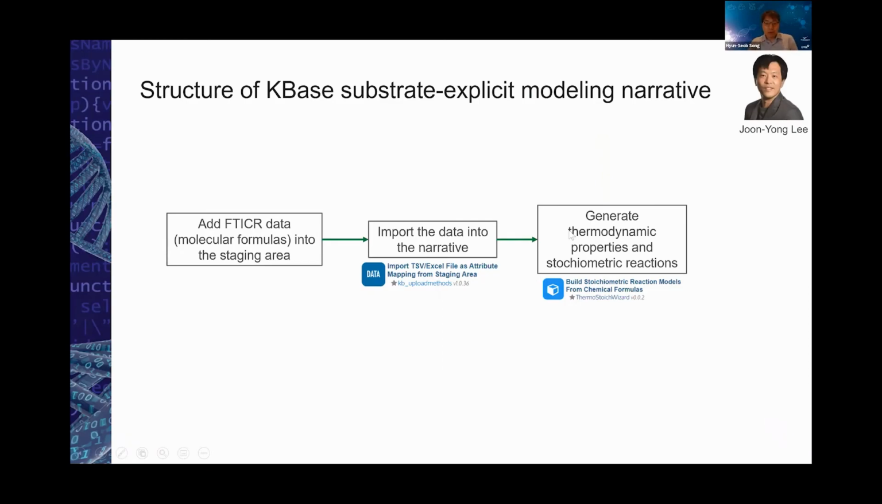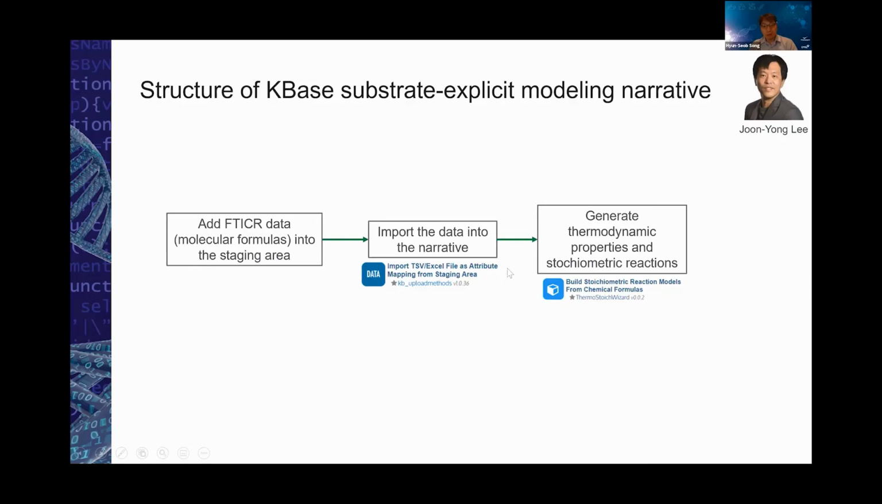So our structure of a narrative is also simple. We use FTICR data as a molecular formula input file, and this is generated by Formularity and R code by Bob Danczak. We put this FTICR data file into the so-called staging area in KBase, and then we import that into the created narrative. This is the KBase app, import TSV Excel file.